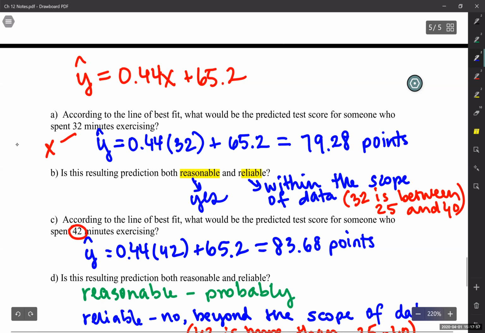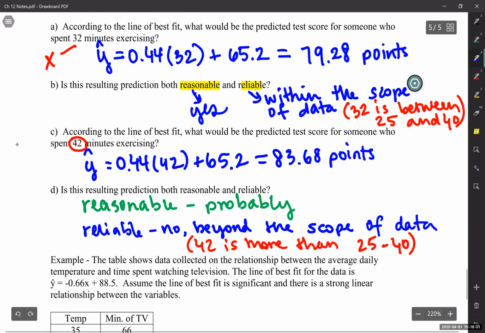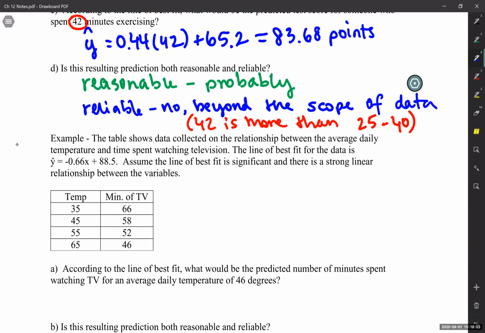Try again. Looking at this table, we have our line of best fit, y hat, right here, and this is explaining the relationship between the temperature and the minutes that you spend watching TV. So according to the line of best fit, what would be the predicted number of minutes spent watching TV for an average daily temperature of 46 degrees?